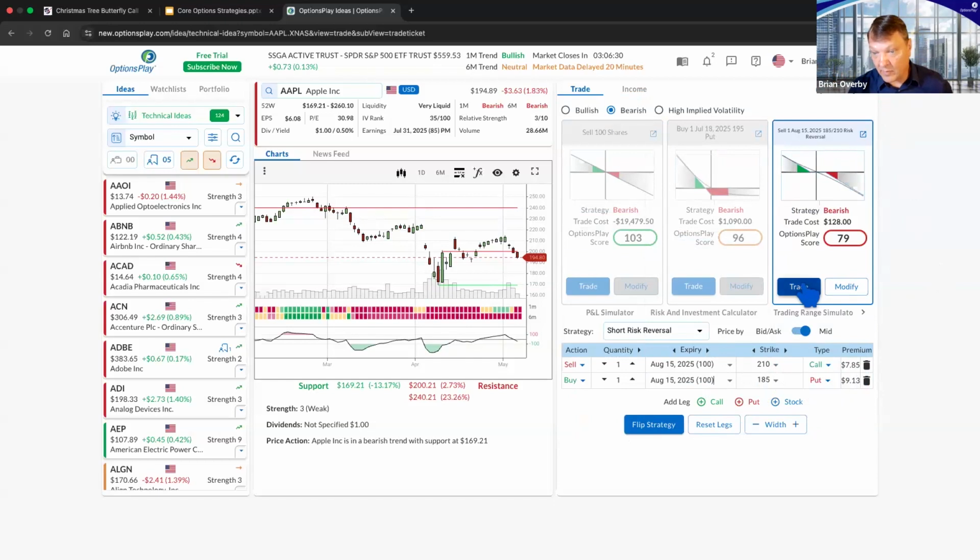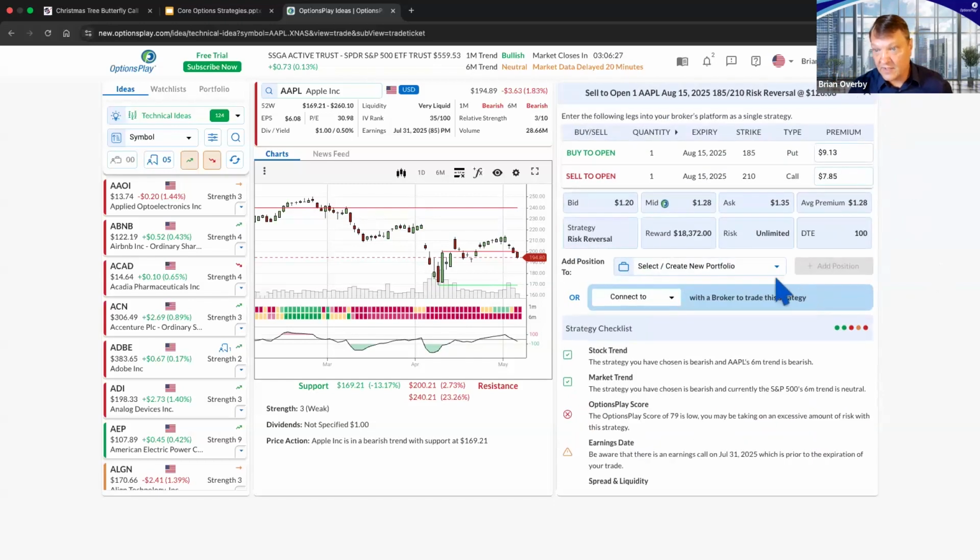If we click trade on this, now we're paying $1.28, and we're only going to play in Apple between 185 and 210. And that's it. If I do this trade, that would be my outlook. And then this is going to protect me for the next 100 days.